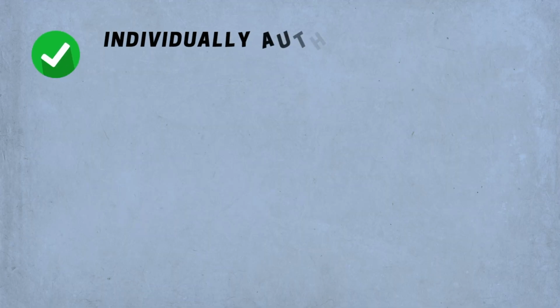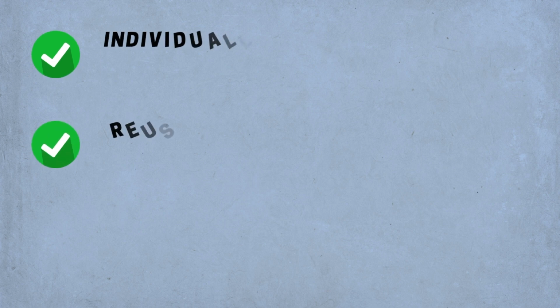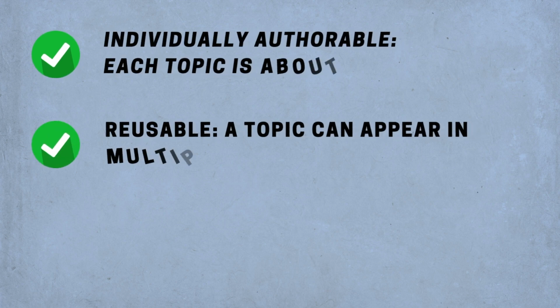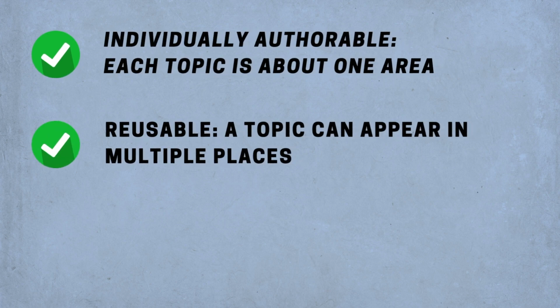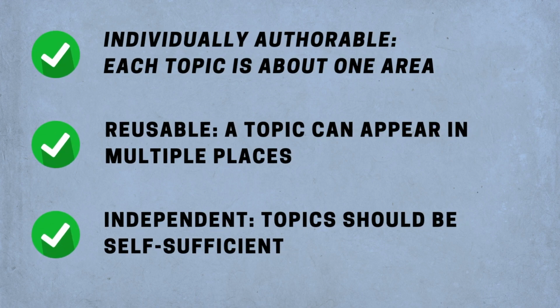A topic should be individually authorable, so each topic should represent a single area. A topic should be reusable. A topic should not contain metadata related to presentational or hierarchy concerns. A topic should be able to appear in multiple places. Finally, a topic should be self-sufficient, meaning it is independent from anything else.